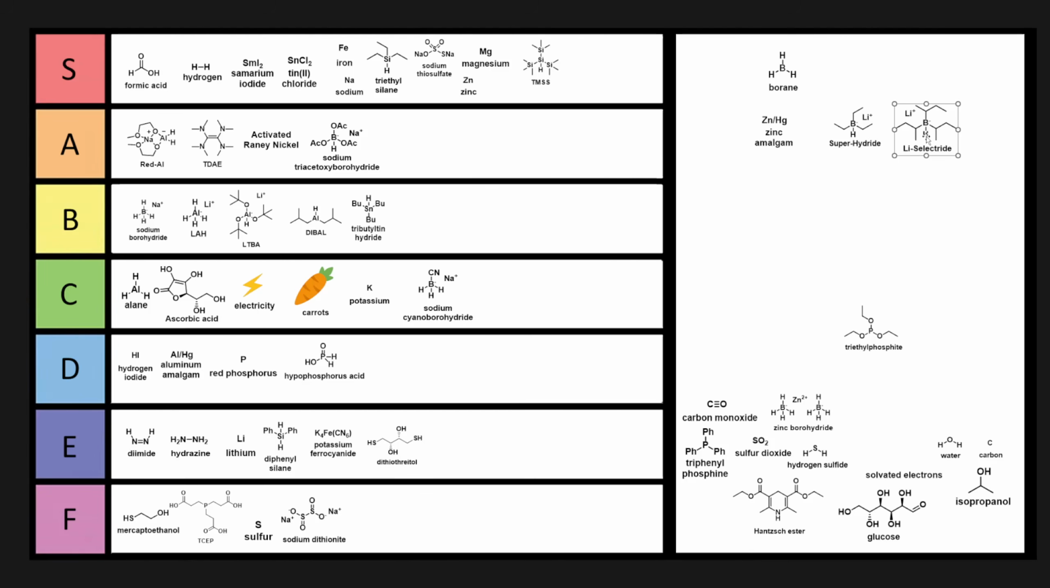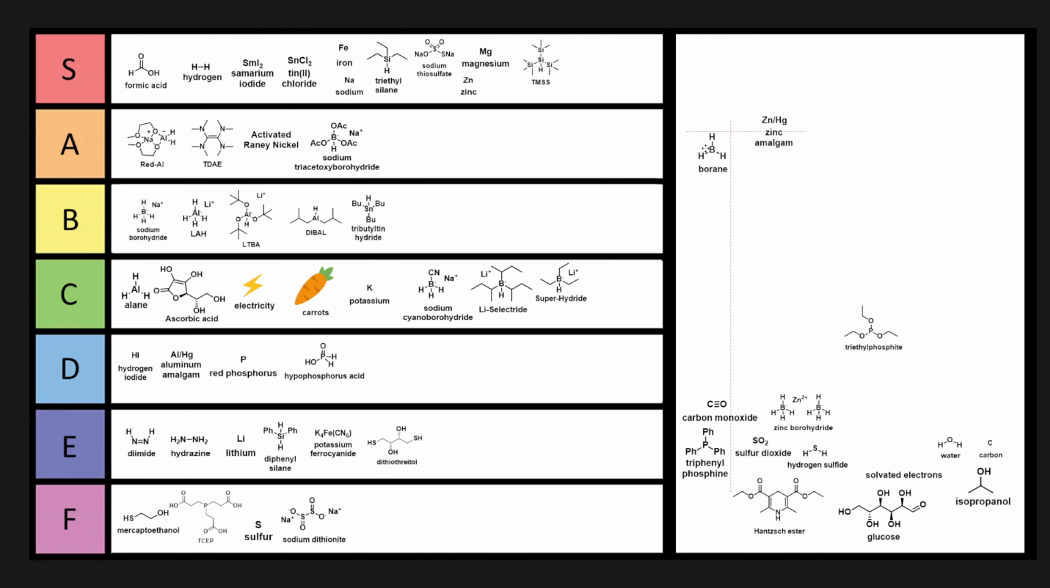So the one disadvantage for the organoborane hydrides is that they form boranes as byproducts, which are highly flammable and kind of a pain to deal with. So selectrides can go in C tier for that reason. Same with superhydride. These are very reactive, though. These can be more reactive than the borohydrides too, and they have better organic solubility.